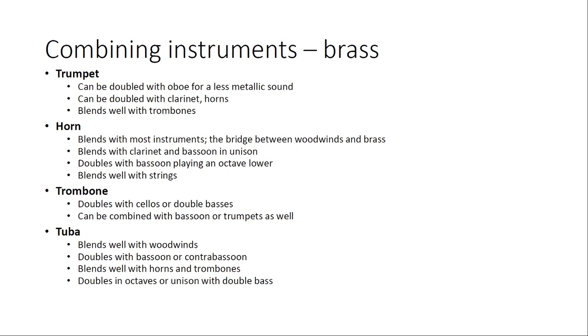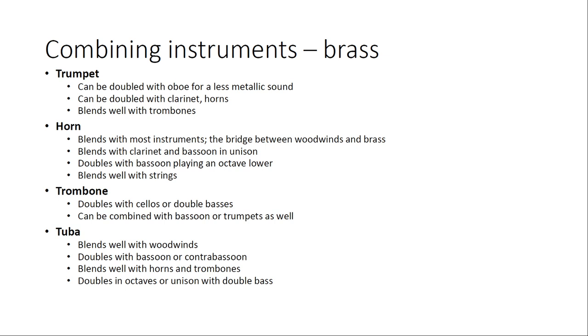Now, the trumpet can be doubled with oboe, which will make the trumpet sound a bit less metallic and less harsh. It can also be doubled with clarinet and horns. And it actually blends well with trombones, since they're from the same group of instruments. The horn, on the other hand, is a bit mellower, a bit friendlier, as opposed to the trumpet.